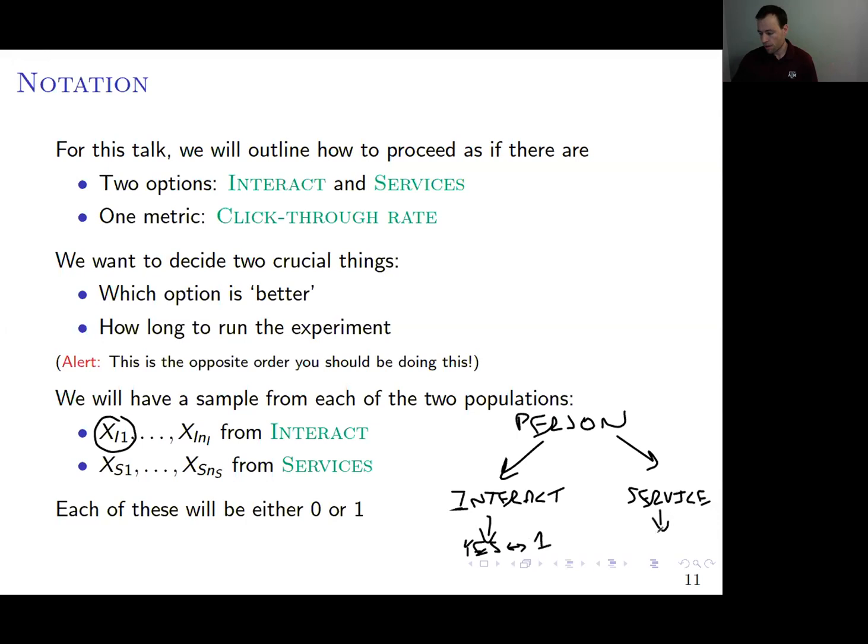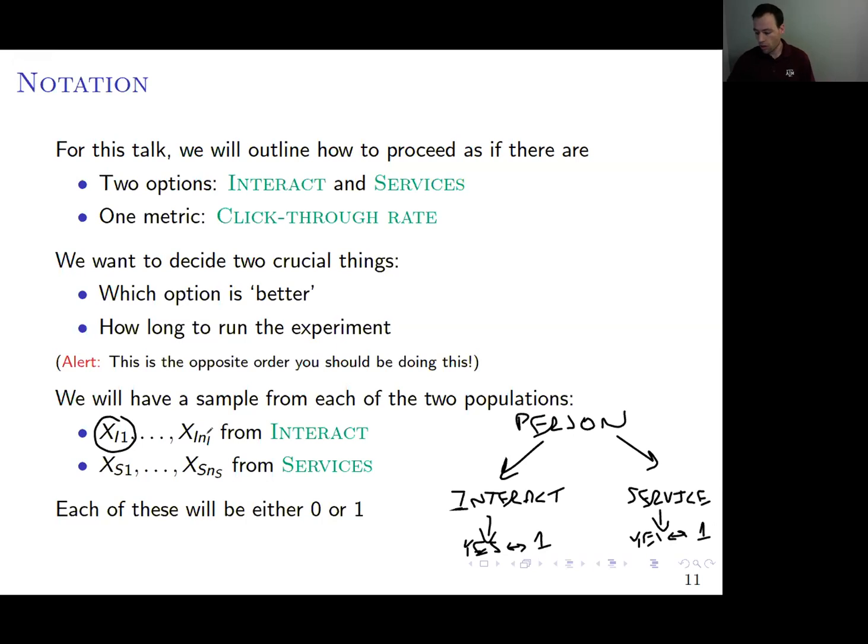Same here. And if they don't click on either interact or services, we're going to code it as a 0. So it's going to be this binary data structure that we're going to be talking about here. We're only going to track if they click on it or they don't click on it. And we're going to map that to a 1 if they click on it, which we think of as an event, or we'll call it a 0 if they don't click on it, so no event.